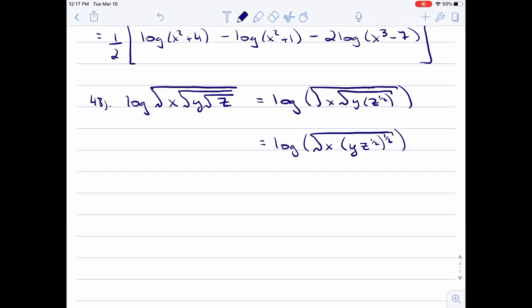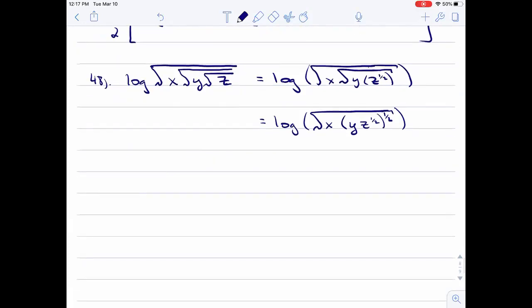Noticing that y and z to the 1/2 are all to the power of 1/2. Same thing with the root of x. We've got the log of x times y times z to the 1/2 to the power of 1/2 to the power of 1/2. Whoa.